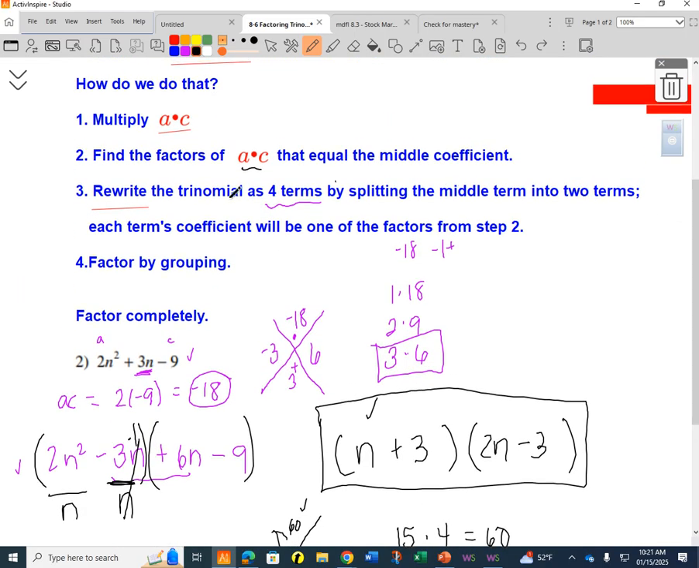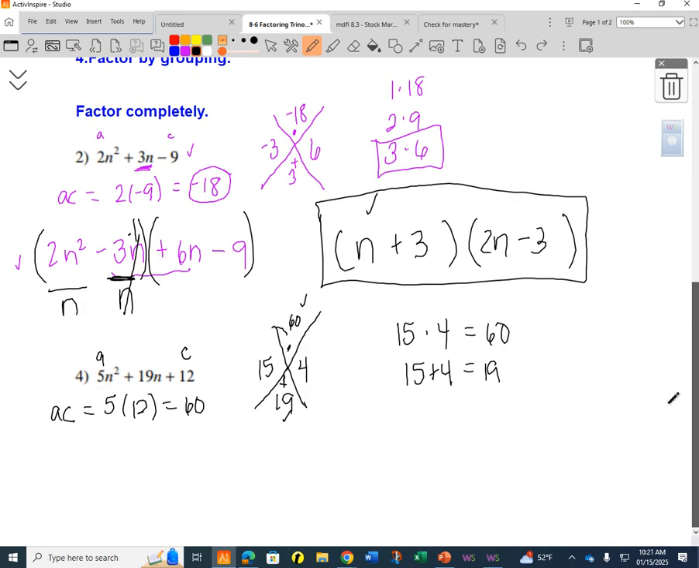Next, rewrite the trinomial as 4 terms by splitting the middle term. Anybody want to give it a whirl? Can you tell me how to rewrite it as 4 terms? Okay, Sean?